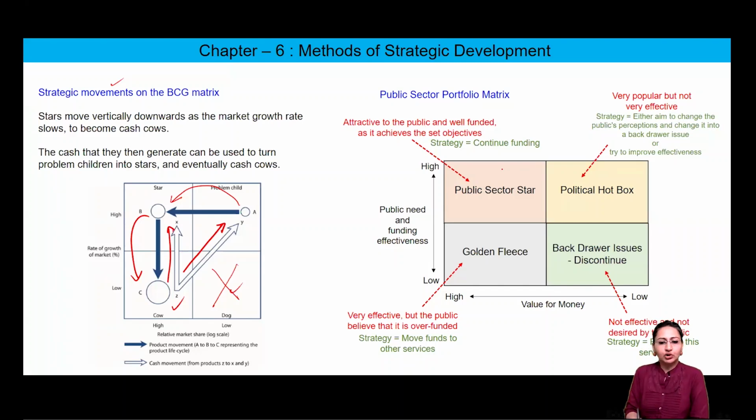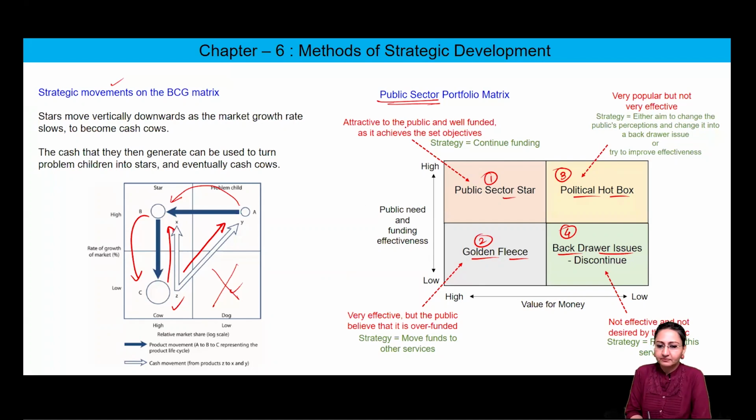Now, the same growth portfolio in public sector. The names change now, but the overall concept and core remains the same. Here, it's not only star, it is a public sector star. Here, we do not say cash cow, we say it's a golden fleece. 3, we do not say a problem child, we say a political hotbox. And 4th, we do not say dogs, we say backdoor issues. So you need to remember these names. But the overall intent behind these 4 categorizations is similar to what we saw under BCG.